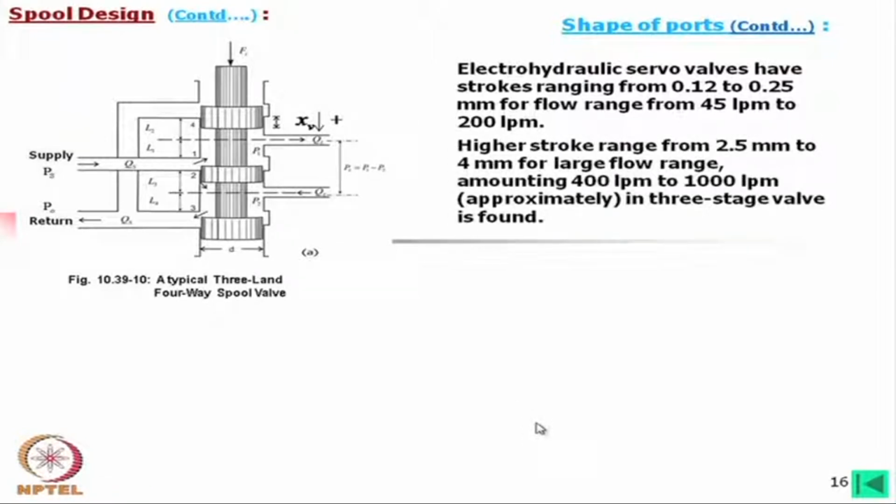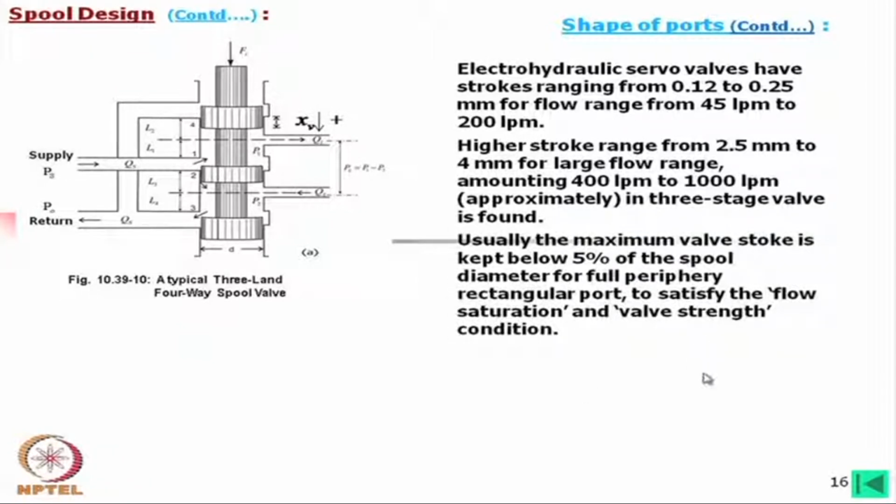Higher stroke range from 2.5 millimeter to 4 millimeter is found for large flow range, amounting to approximately 400 liter per minute to 1000 liter per minute, in a 3-stage valve. That is a 3-stage valve. You see this pilot stage, then one main stage, and that main stage is operating another main stage. You can see this is for very high flow.